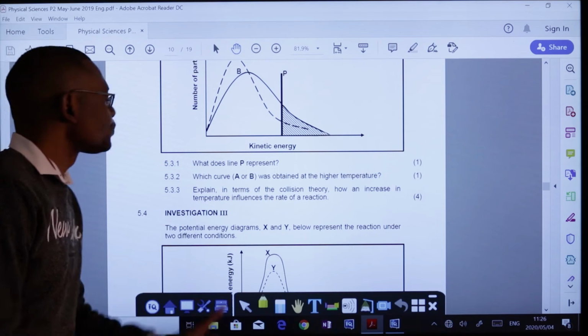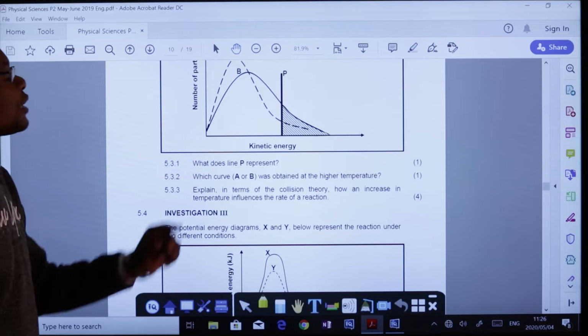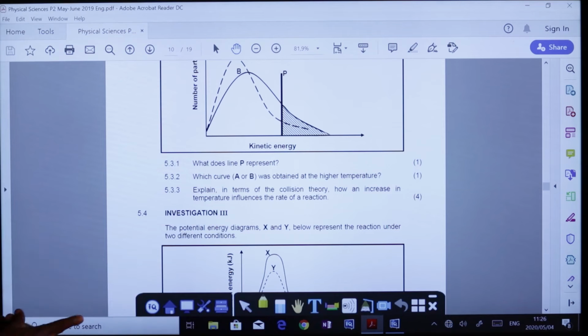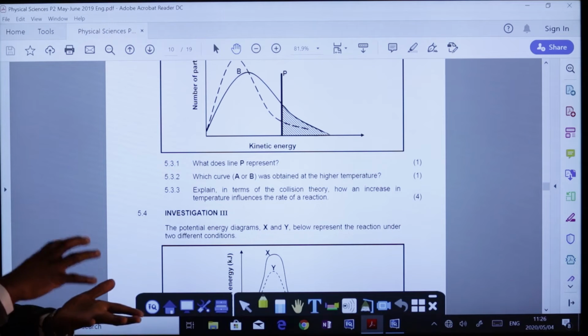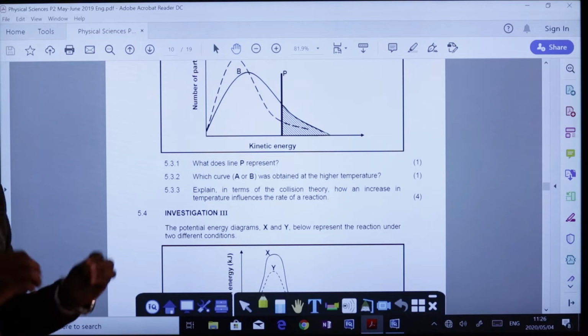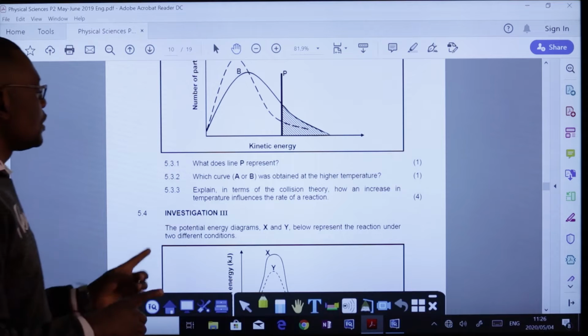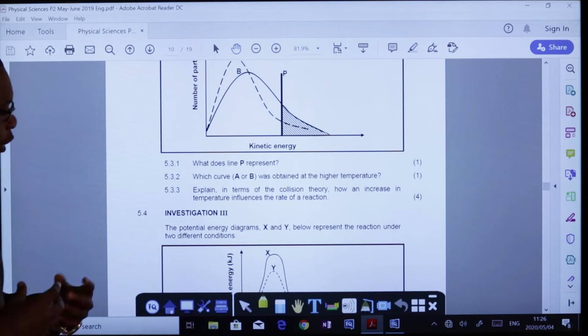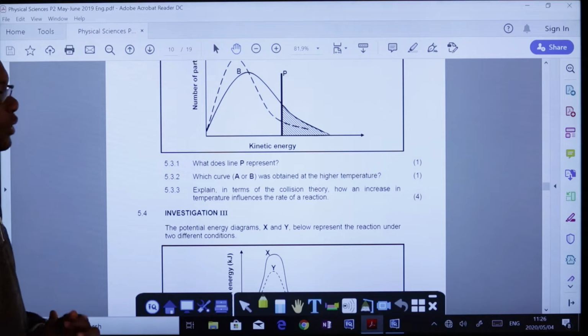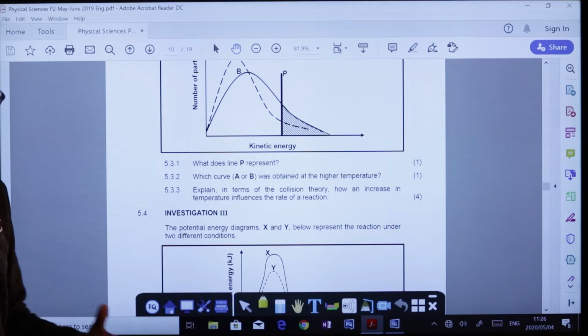So we are saying that in terms of the collision theory, an increase in temperature, we know that every 10-degree rise in temperature, the rate of the reaction doubles. And when it doubles, what it means is that the molecules are now reacting twice as fast as they were doing. But how does that happen?